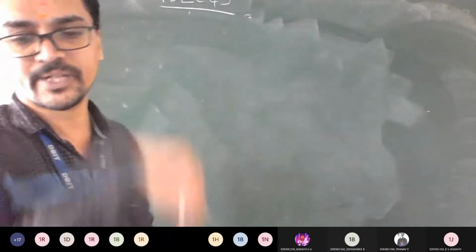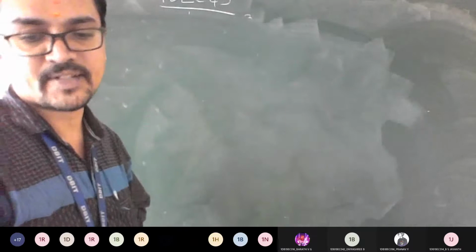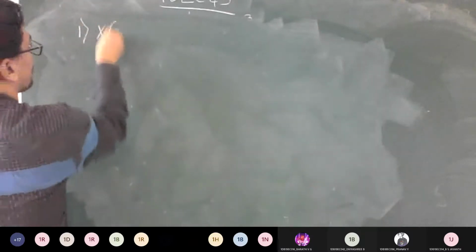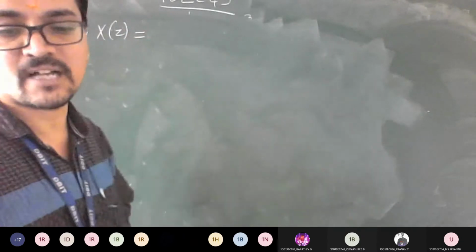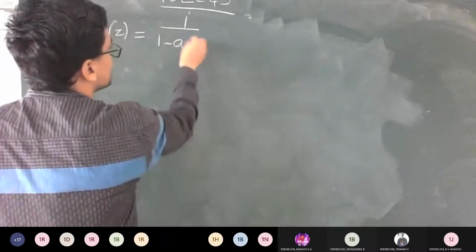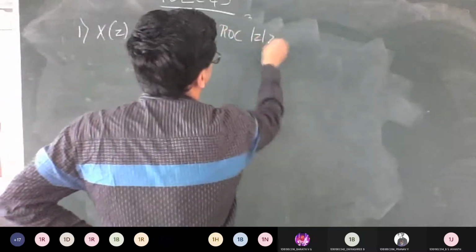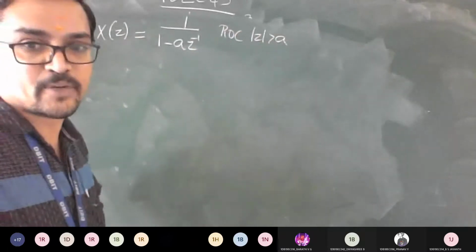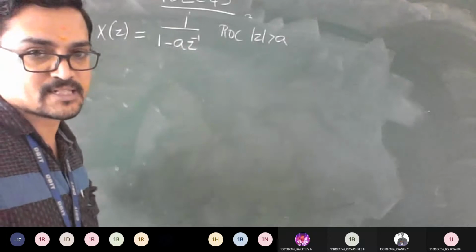So go with the next question. Obtain the inverse Z transform for the following function. X of Z is given as 1 divided by 1 minus a z raised to minus 1, where ROC is z greater than a. The same problem we can solve for z less than a also, that we will discuss later.